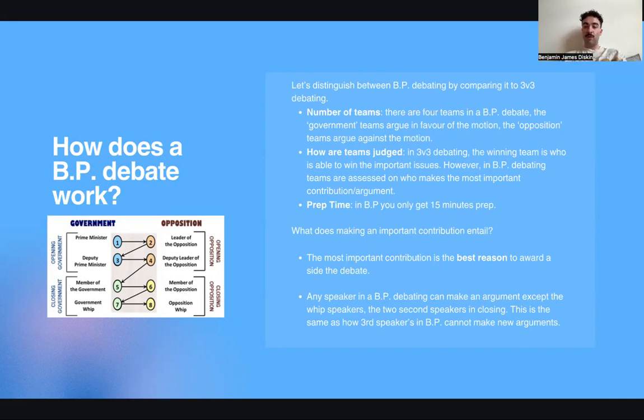And whether or not a team wins is more about how well they can make an argument and how persuasively they can weigh that argument as well as respond to other teams.